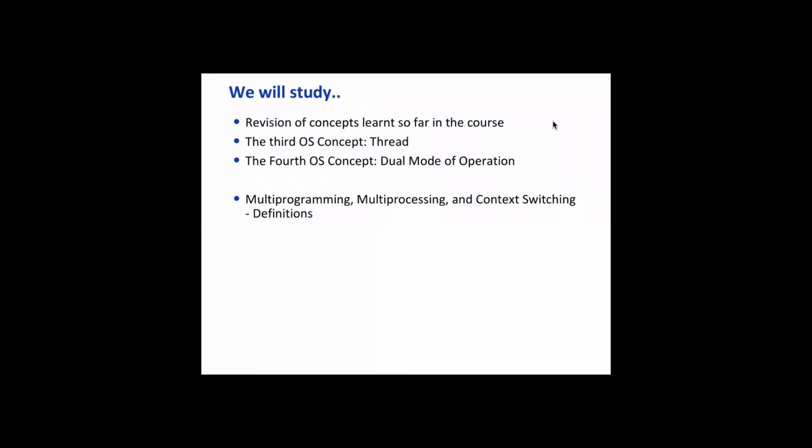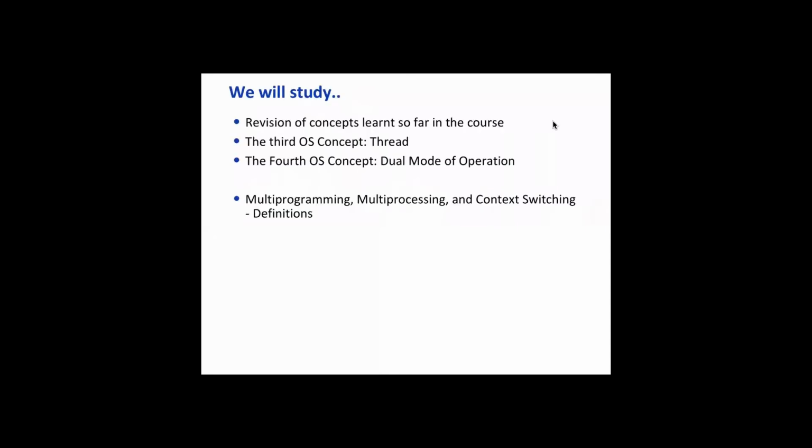All right. So something that we are going to study today is basic concepts of thread. We'll look very briefly at it because the whole idea was to create a top level view and then go on explaining that in subsequent lectures, right? So today we'll try to cover these two concepts: the dual mode of operation and thread. And we will briefly look at the concept of multi-programming, multi-processing, context switching, etc.